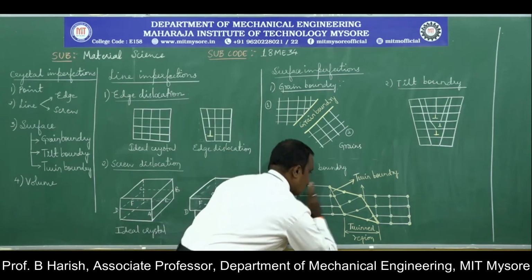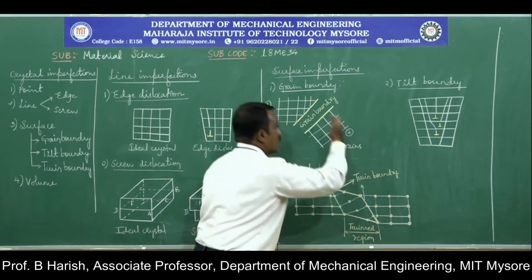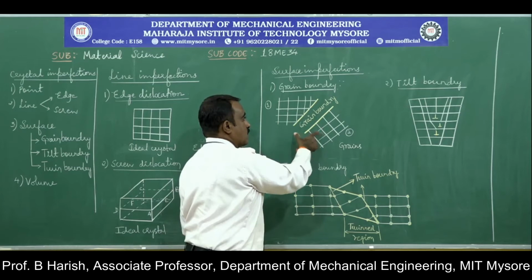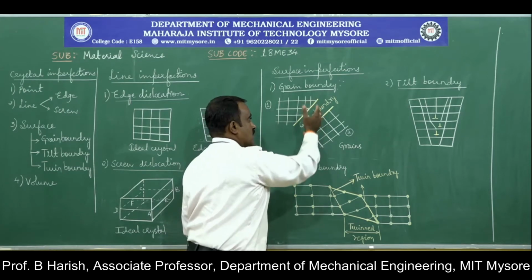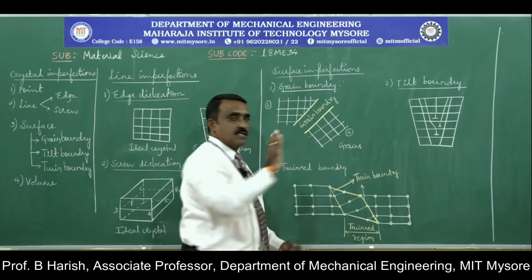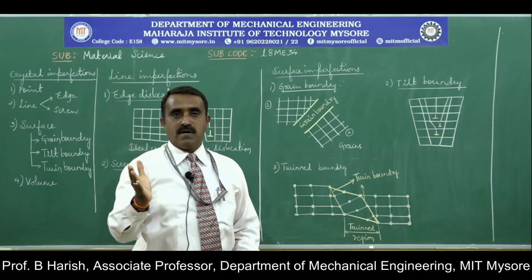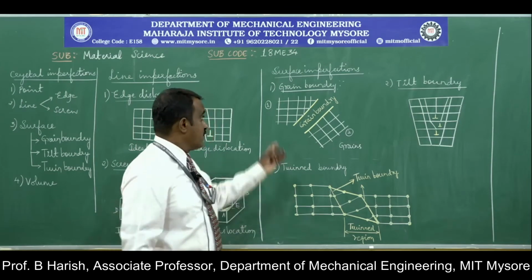Once again this is grain 1, this is grain 2. You can observe the figure here. Here it is not similar. This is grain 1, this is grain 2. In this arrangement, here there is a change, here there is a change. There is no uniformity. So there will be a difference in the arrangement of atoms in grain 1 and grain 2. That is in grain boundary.